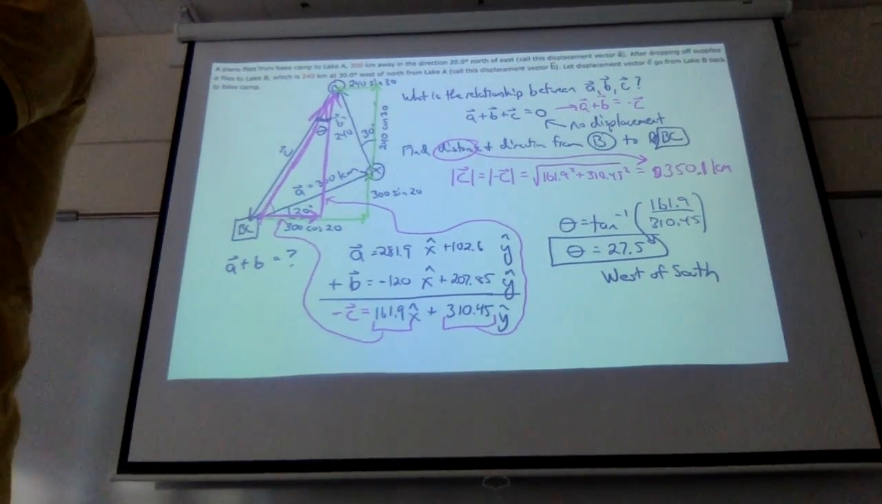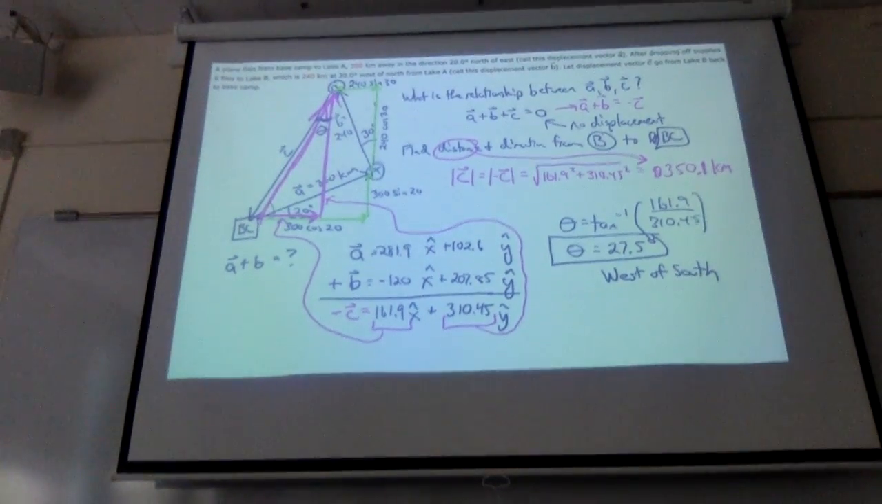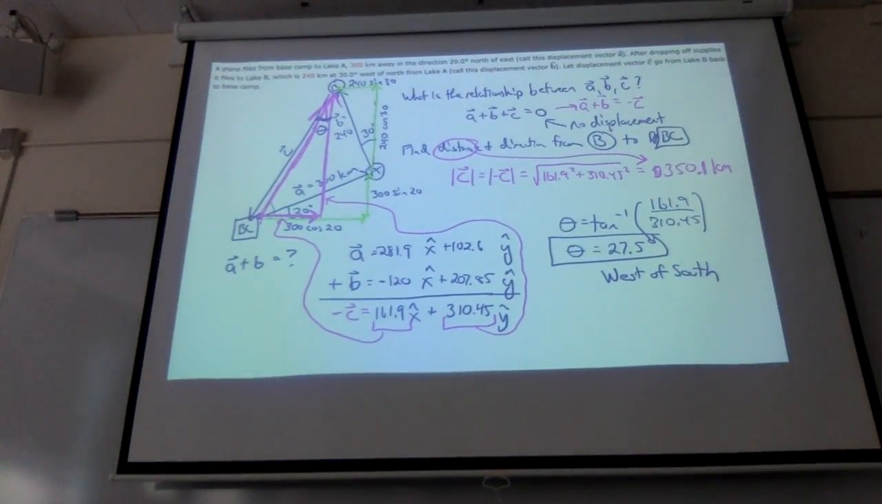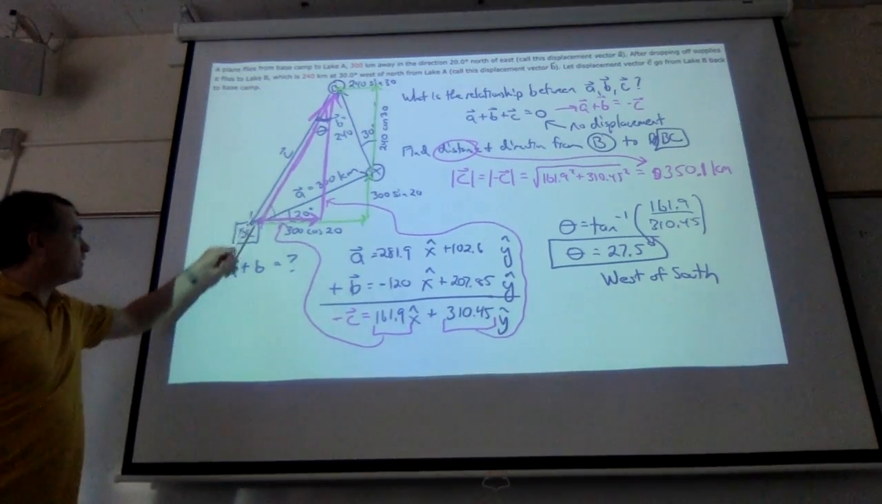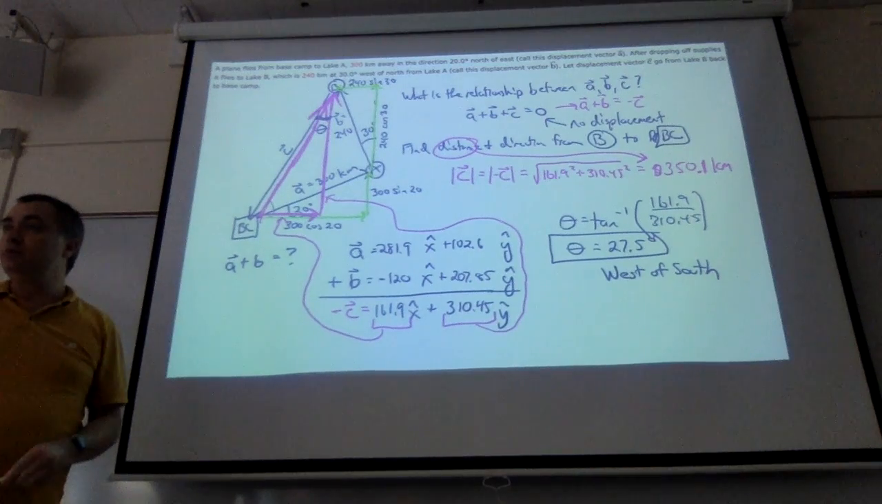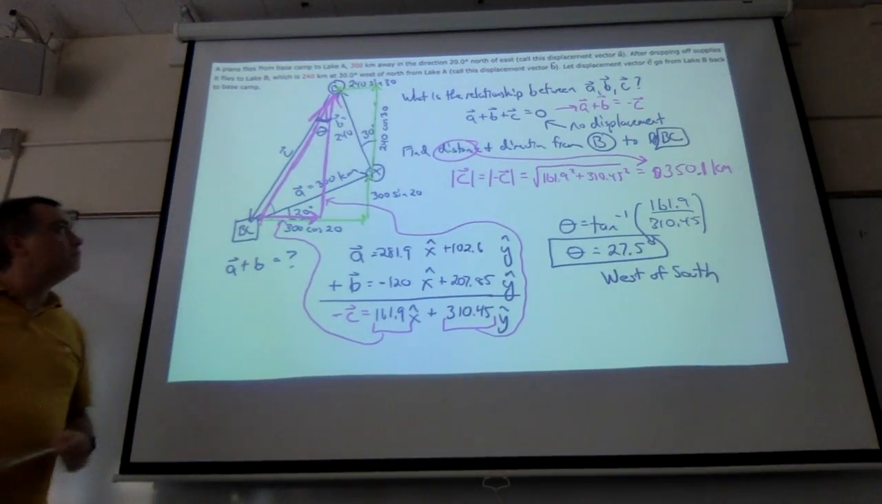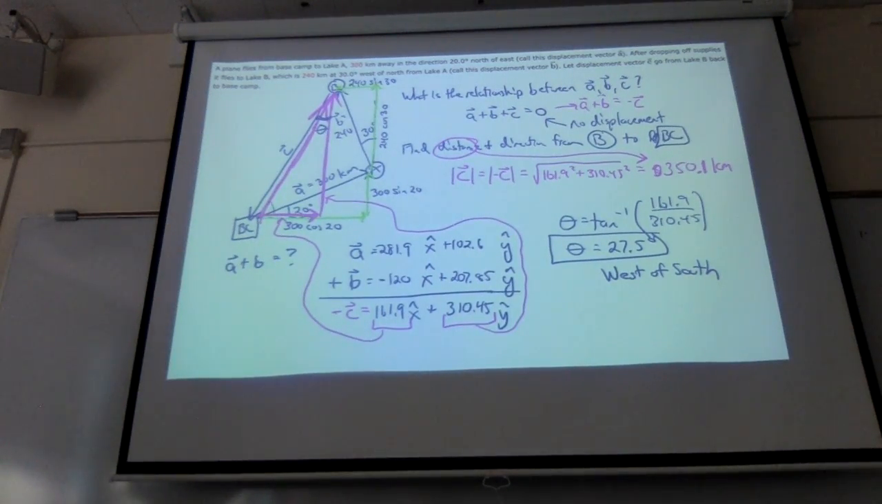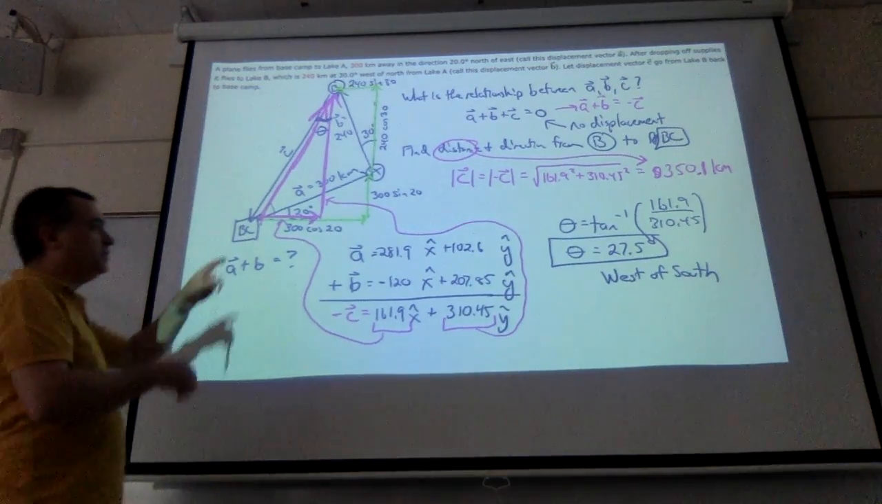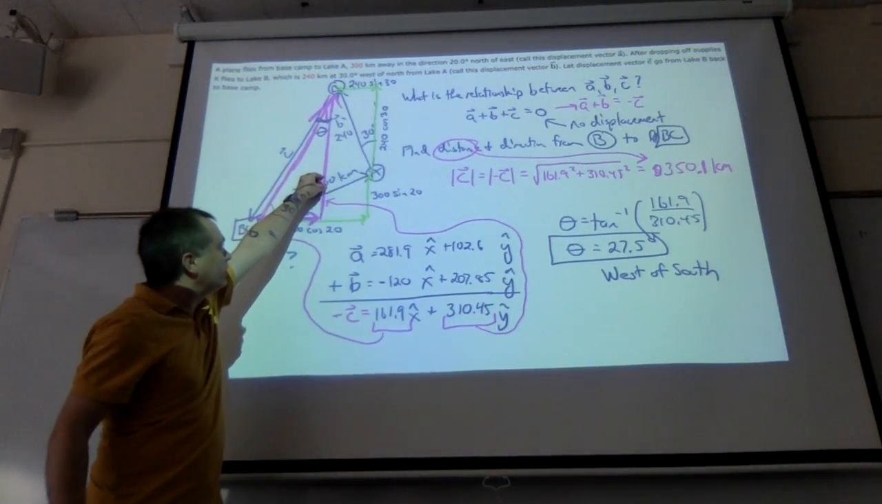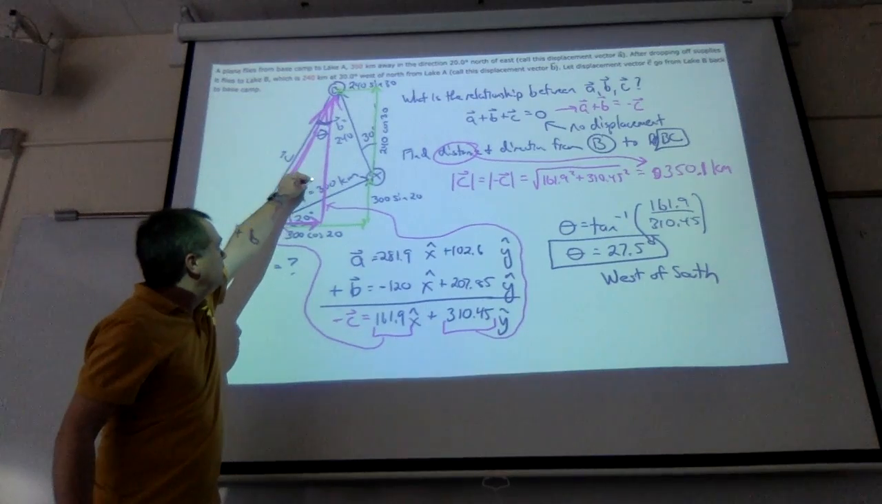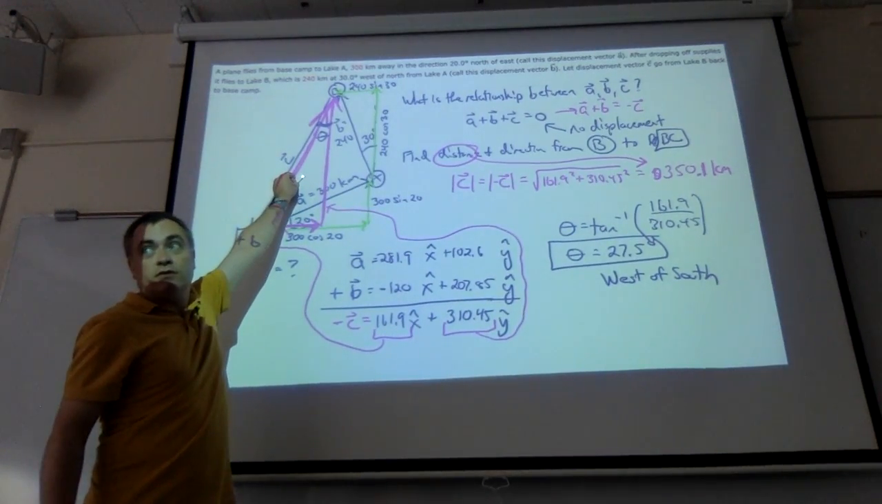So theta would be from B to base camp, not that other angle. If we found this one, we'd be finding something about the direction to go from base camp to B. How is it west of south again? West of south just means you're to the west side of the south direction. So instead of south, we're that many degrees over to the west.